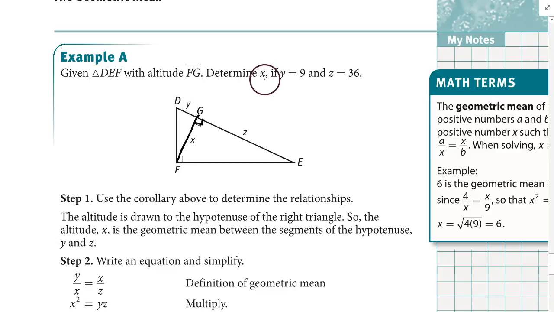So let's figure out x if we're told that y is 9, so we can put 9 where the y is, and we're told that the z is 36. We want to find x.